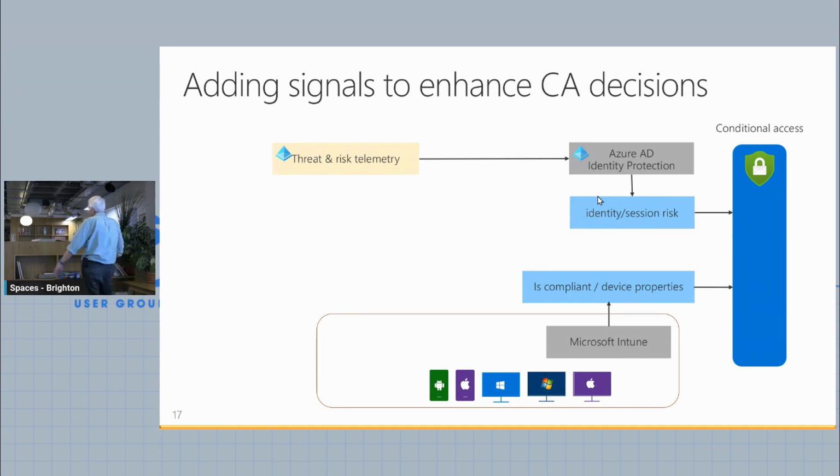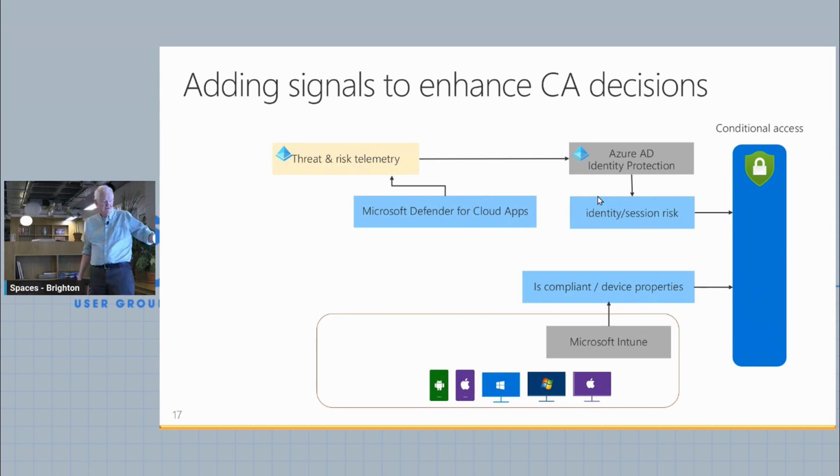What are the device properties? To do that, you're going to need an MDM solution of some kind, and Microsoft would love you to use Intune, right? Then we can bring Microsoft Defender for Cloud Apps in, and that logs information into the telemetry. It does an awful lot more than just that, I'll come to that later.